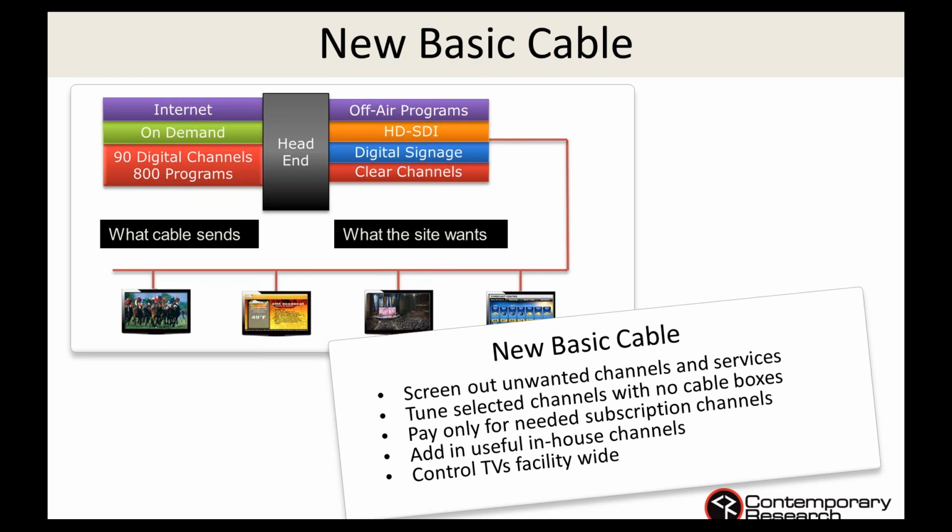But typically, people also want digital signage. So you have a corporate information channel. A church would want SDI from the sanctuary video and maybe digital signage going out. So they don't use a lot of channels. They certainly don't want all the channels coming in by the cable system. And these are all what we call clear channels. Any TV can tune it. You don't need a cable box, DirecTV box, or anything like that.